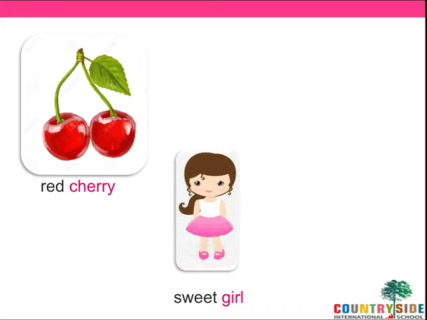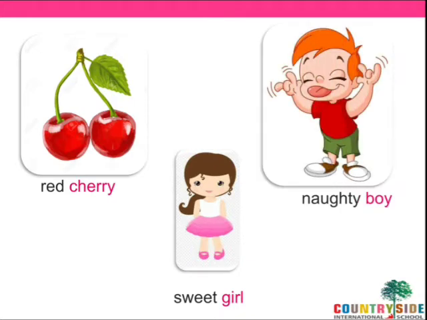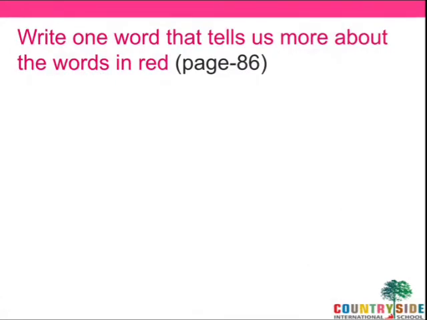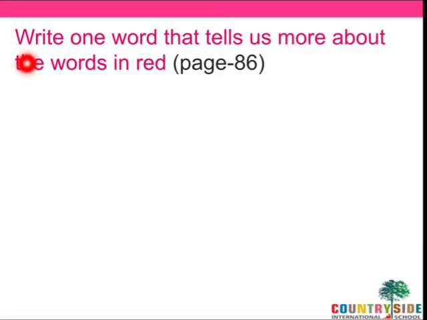Now see the third picture. Naughty boy. Now boys are very naughty. So naughty is a describing word. So now let us go ahead with our textual exercise. Write one word that tells us more about the word in red.